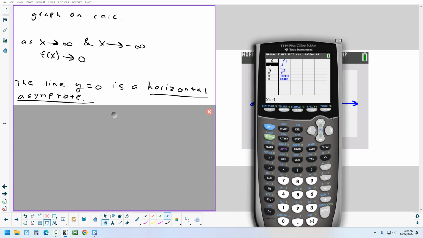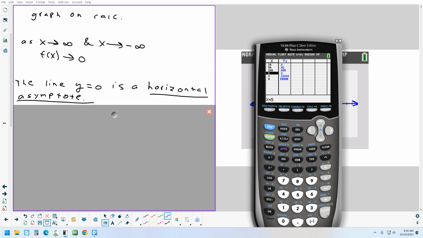Well, that's what I want to check on the calculator. I'm going to pretend I don't know what it looks like. So what would be a good x value to test? 10. Sure, we could check 10. Okay, we get 0.1. What's another good x value? Yeah, 50. All right, I'm even lower, 0.02. We could try 200. Now I'm at 0.005.